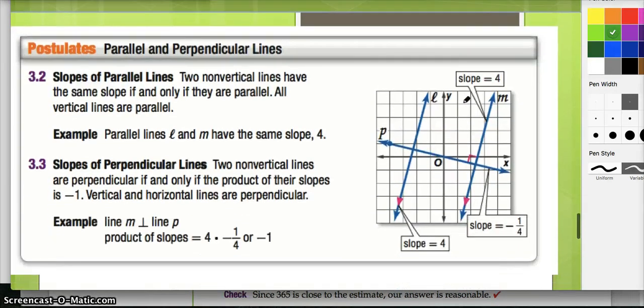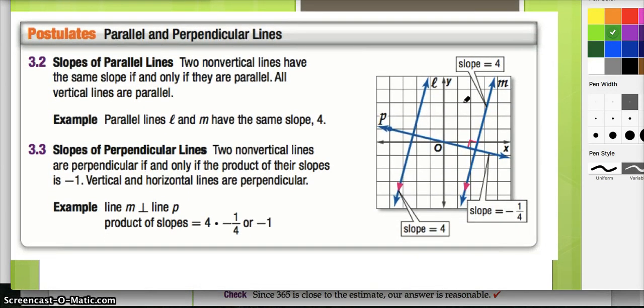All right, so let's take a look at a couple of postulates here. Postulates about parallel and perpendicular lines. Slopes of parallel lines. Two non-vertical lines have the same slope if and only if they are parallel. So again, we get back to the idea: if you've got two non-vertical lines, so you know we're not talking about the up and down one, and the slopes of the two lines are the same, we can say that they're parallel.